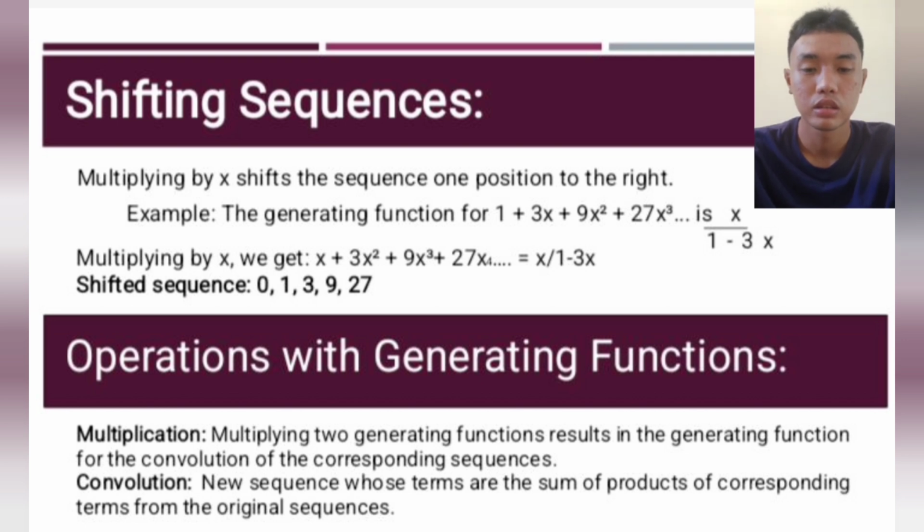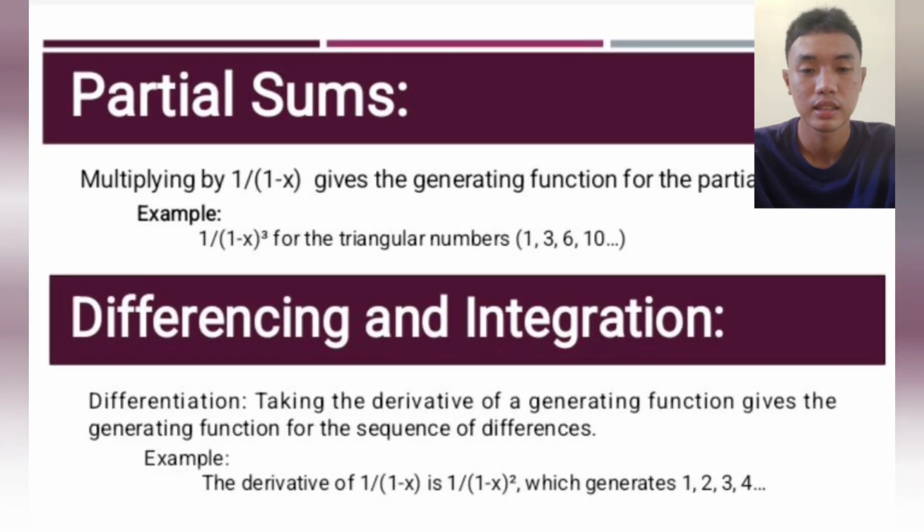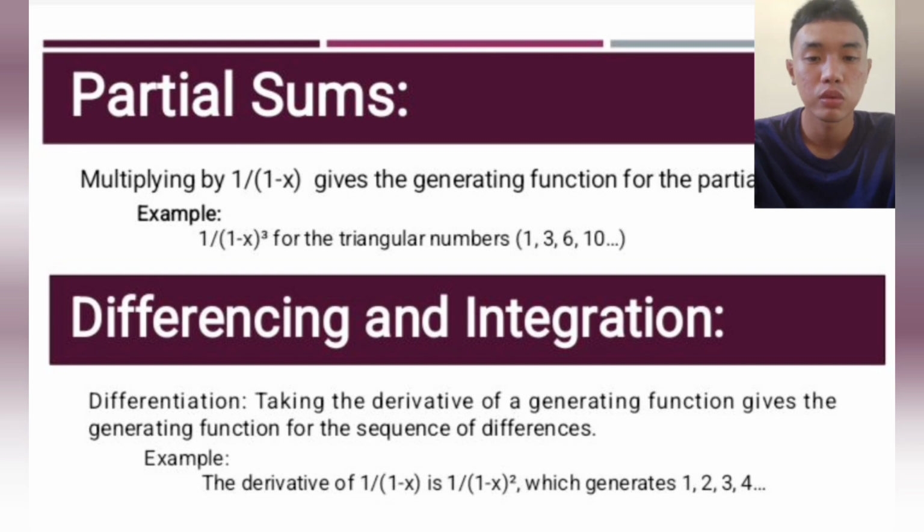Next is partial sum. When we say partial sum, if you want a new sequence where each number is the running total of the original sequence, you can use the generating function by multiplying the generating function of the original sequence by 1 over 1 minus x.